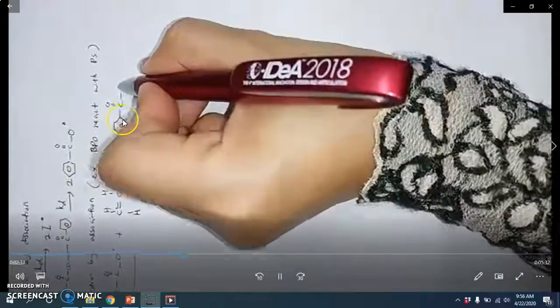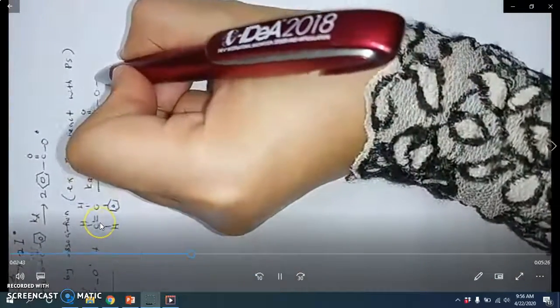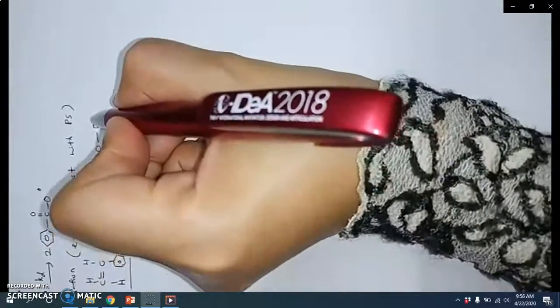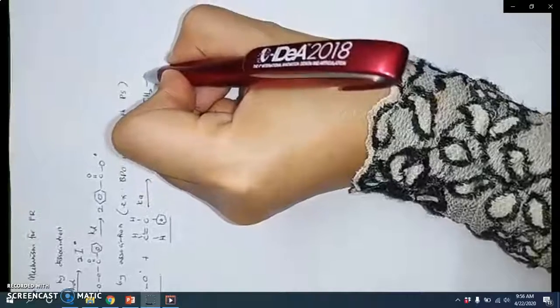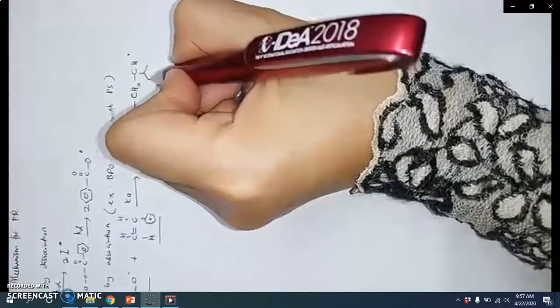Dia punya reaction process, the product dia akan hasilkan initiator BPO by the addition of monomer to initiating radical. So the product is the monomer with the initiating radical. Dia tak jadi polimer lagi ni.